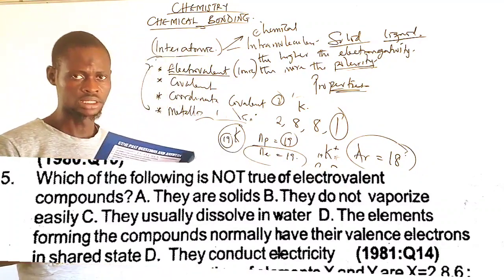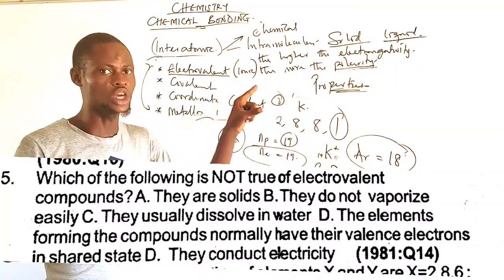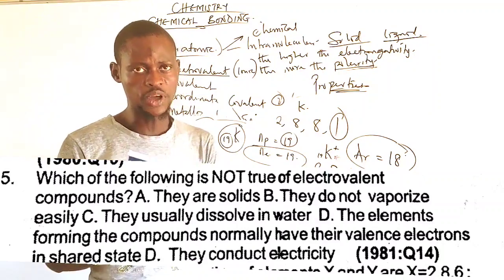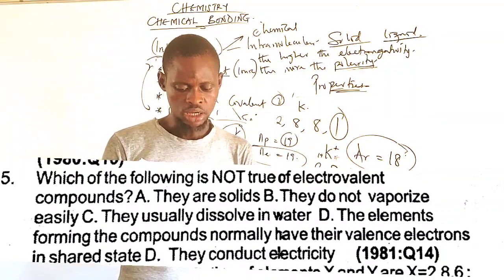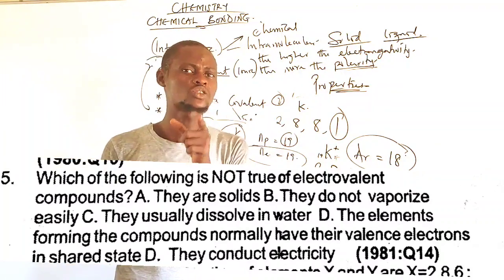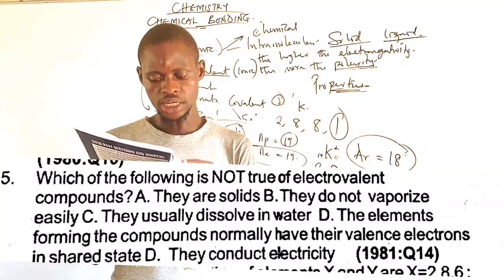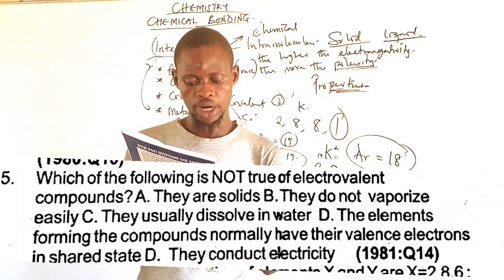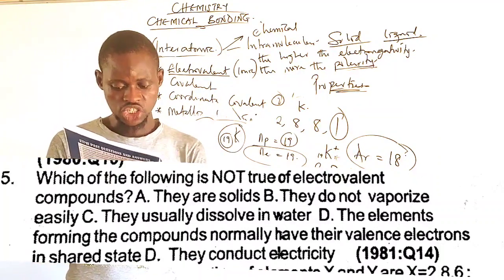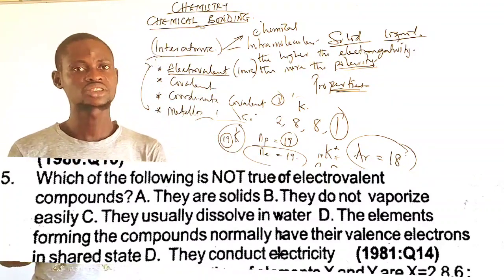A, they are solid. Electrovalent compounds can either be solid or liquid, which is true. Option B, they do not vaporize easily. Option C, they usually dissolve in water. All electrovalent compounds will dissolve in water. I want you to note that. Option D, the elements forming the compound normally have their valence electrons in a shared state.